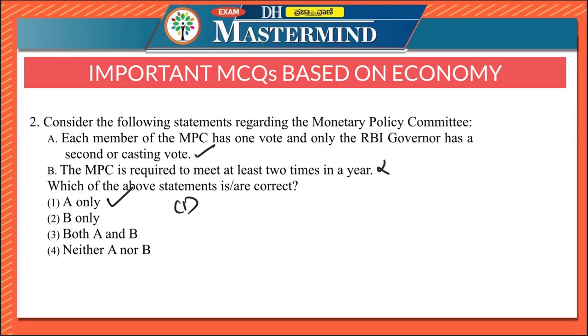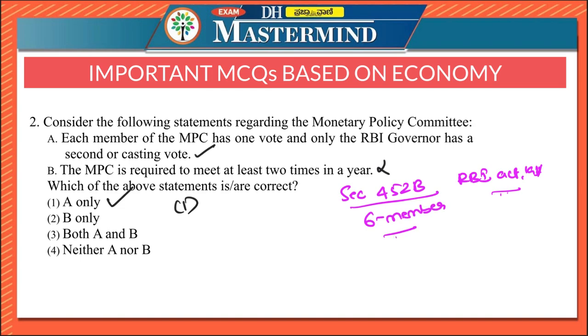So what is the Monetary Policy Committee? Under section 45ZB of the amended RBI Act, the RBI Act 1934 was amended in the year 2016. According to this section 45ZB, please remember 45ZB, the central government constituted a 6-member, very important, please remember, 6-member monetary policy committee, and whatever decision this committee takes, it's binding on the bank. Please remember, it's binding on the bank.